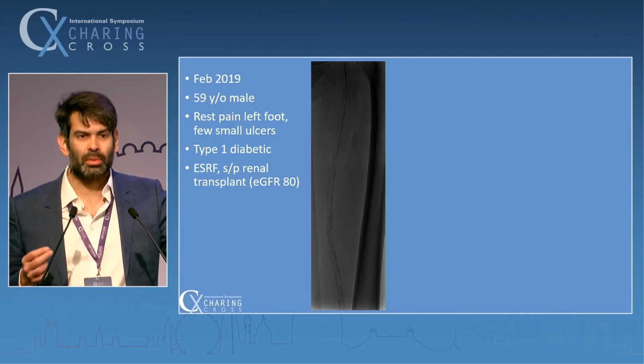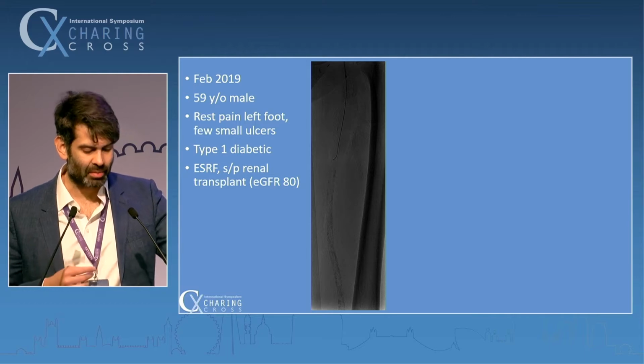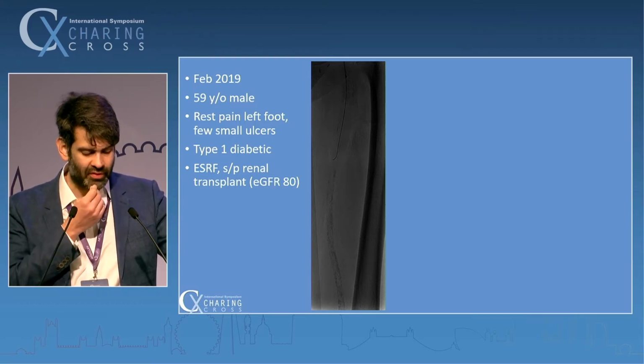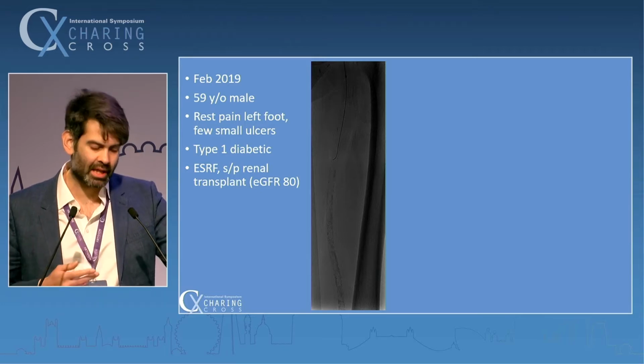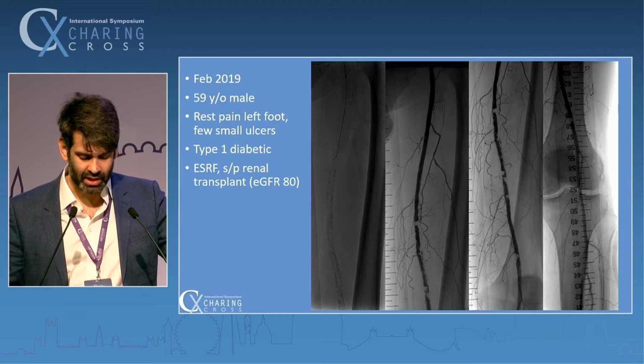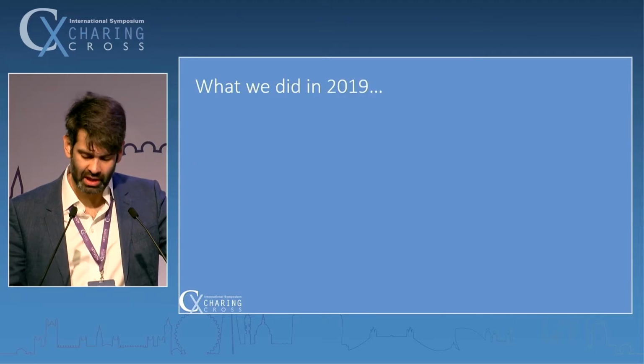It's very rare you get the opportunity to control your own work in the same leg and the same lesion, but this is a 59-year-old patient who presented to us first in February 2019 with rest pain in his left foot and a few small ulcers. He's a type 1 diabetic and he's had a renal transplant before. You can see the amount of calcium here on the angiogram, and you can see this kind of focal, tight calcified stenosis. What did we do in 2019?